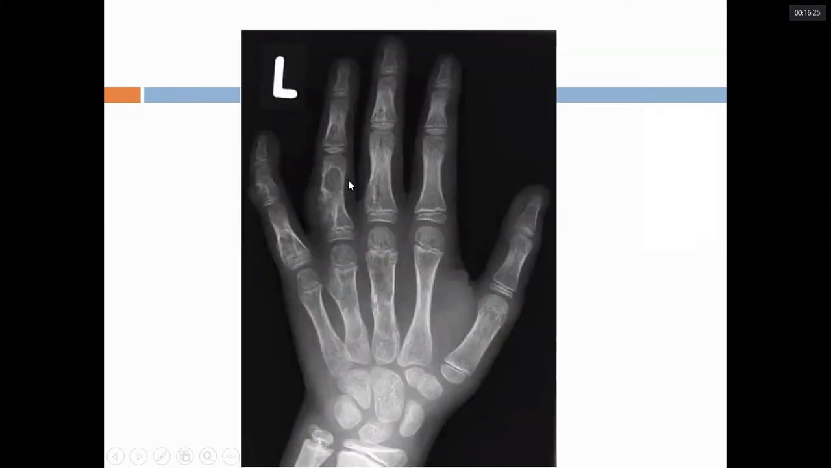This is the enchondroma within the medullary cavity, and this is also enchondroma.